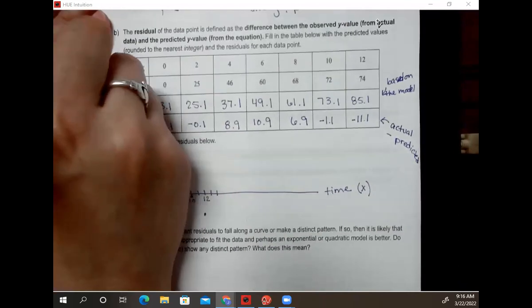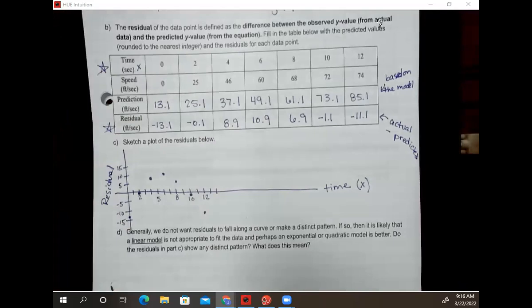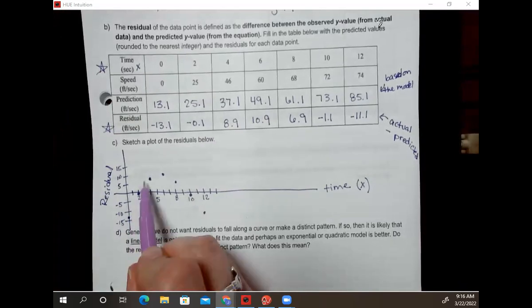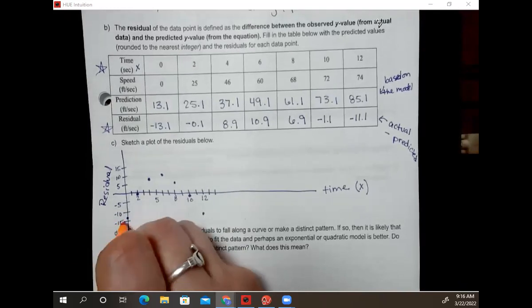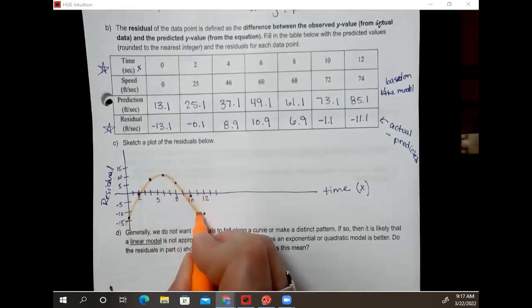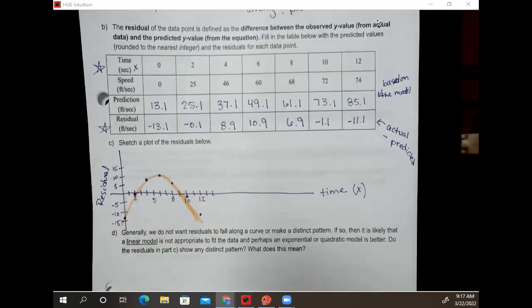I plotted, again, the time versus the residual. Can you see that there's a shape here? Got like an arc to it. It almost kind of looks like a parabola, right? I'm going to go over it with a color so we can see that there. So we've got sort of this shape to our residual.